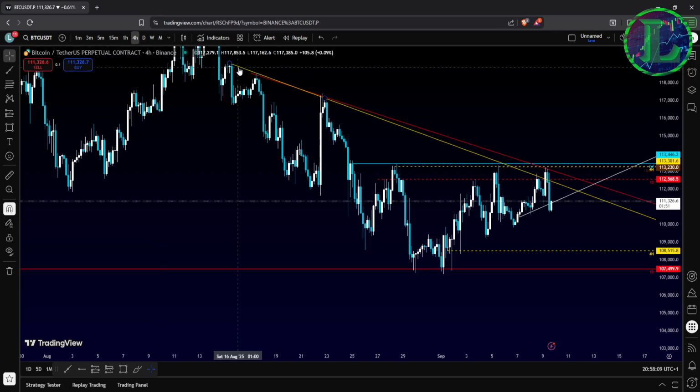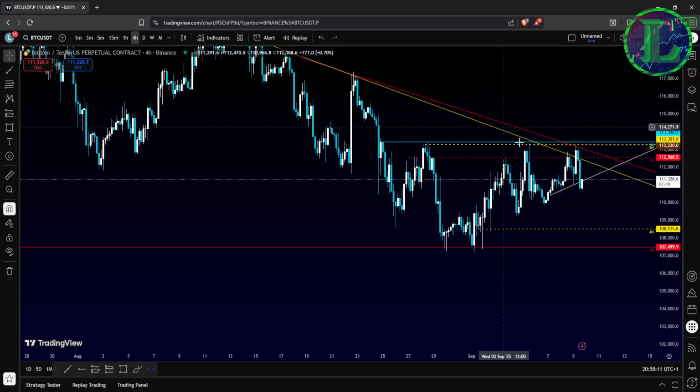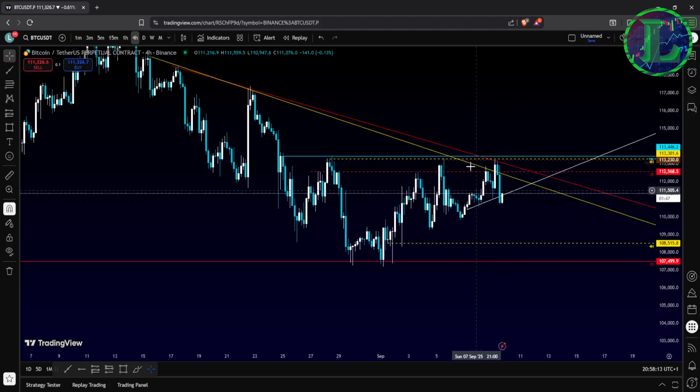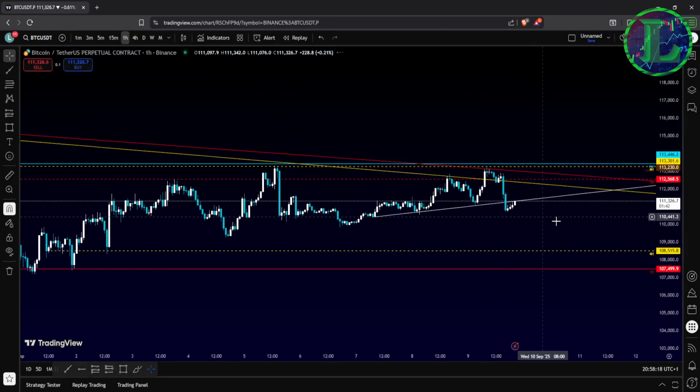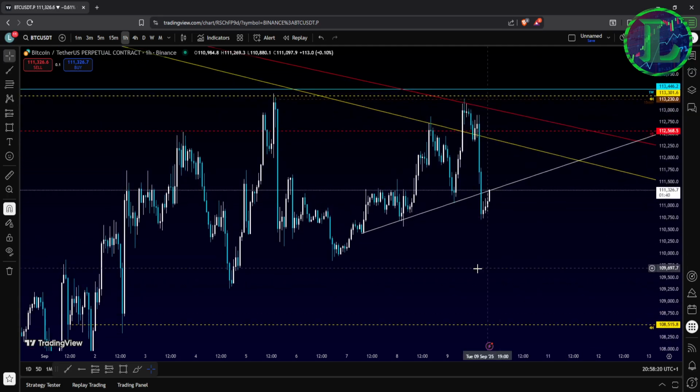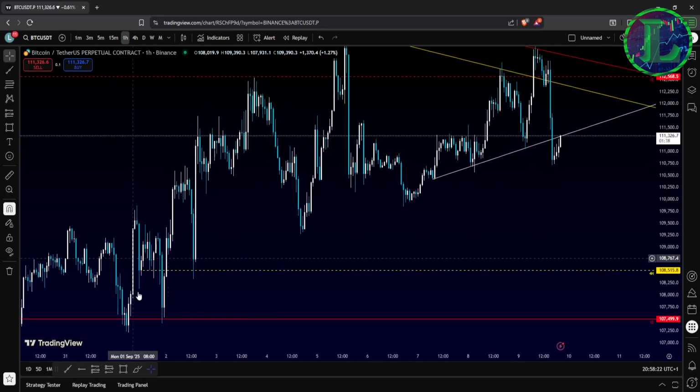Okay, and I'm gonna keep the 4-hour also here. So what I believe Bitcoin might do in the next hours. I'm just gonna go to the 1 hour. And we probably have multiple trends here from the bottom here.